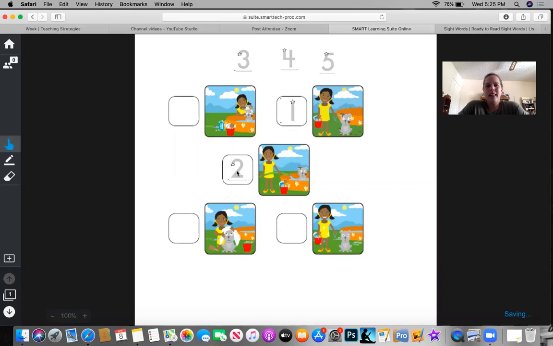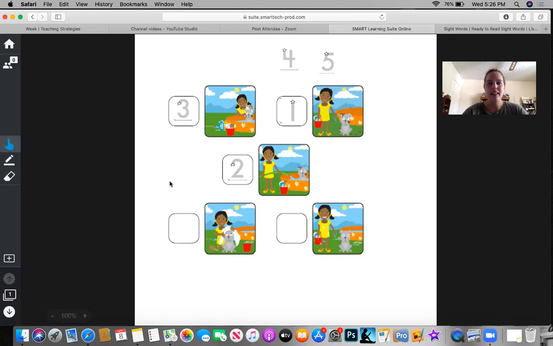All right. What do you think is third? So we have first, second, third. What comes next? Is it this picture, this picture, or this picture? If you chose this picture, you got it. That's third. All right, so here, say it with me. First, second, third. All right, now she's washing the dog. What comes fourth?